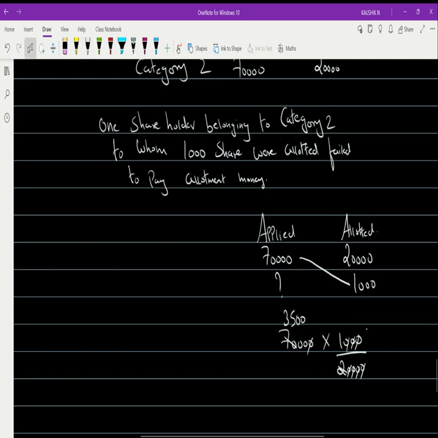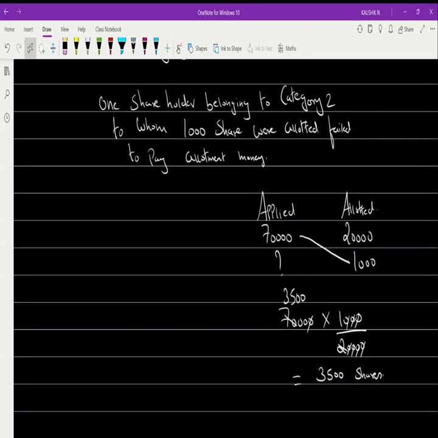So thereby you have come to a conclusion that he has applied for 3,500 shares, but he has been given only 1,000 shares. Okay, now how to fix the value? This is the total applicant in that category. Total number of shares applied. I've used that in the numerator.